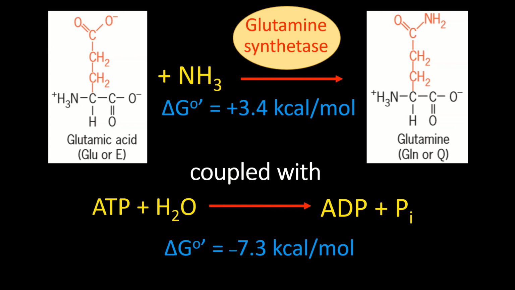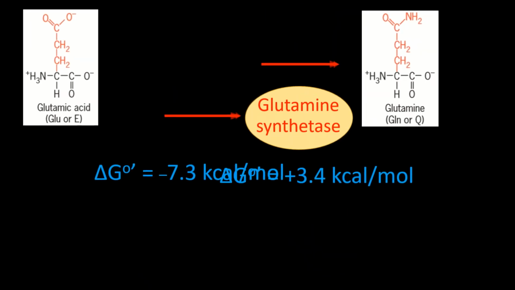So this is how the cell does chemical reactions that are unfavorable in producing important chemical compounds like glutamine. So the cell always couples it with a favorable reaction, in this case, the hydrolysis of ATP. So how does that happen?